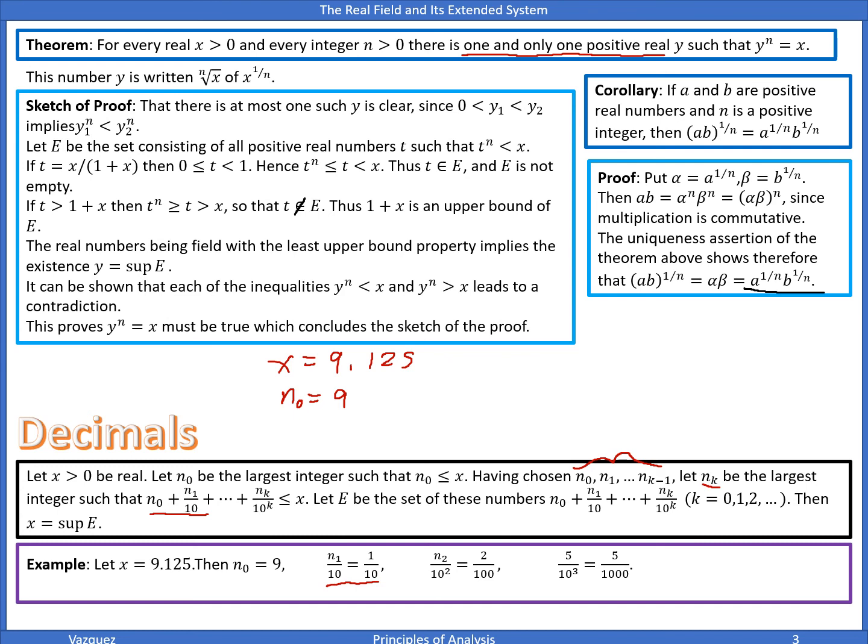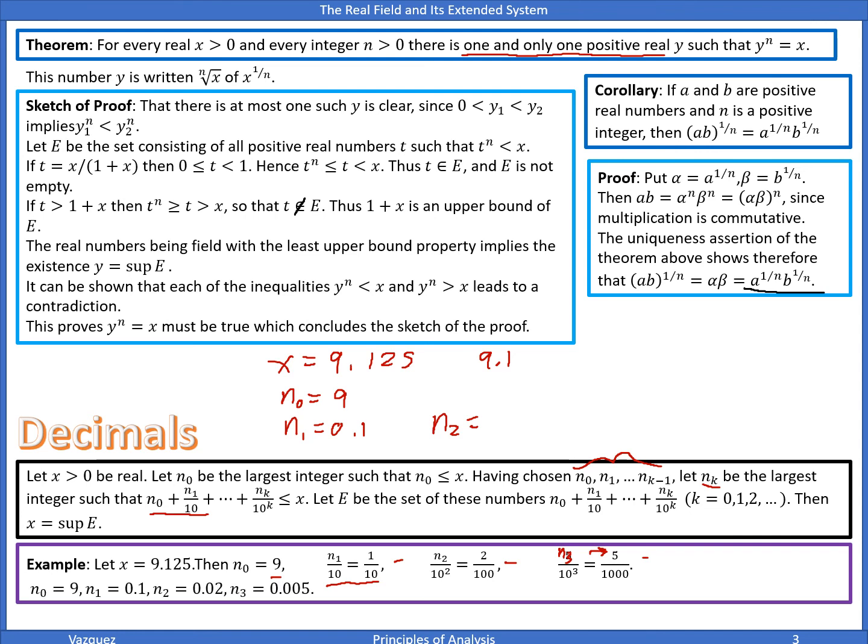If we add n_0 plus n_1, we get 9.1. And over here, n_2, we chose 2, but it could have also been 1 because it would still be less than x. And then over here, n_3, we chose 5, but it could have been 4 or 3 or 2 or 1. But the reason we chose exactly 9 and 1 and 2 and 5 is because we're getting the supremum of all these numbers E.